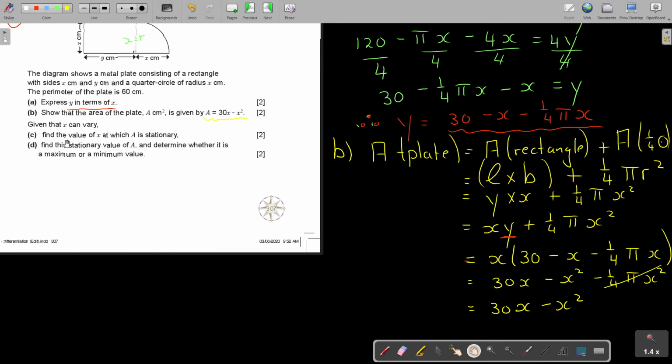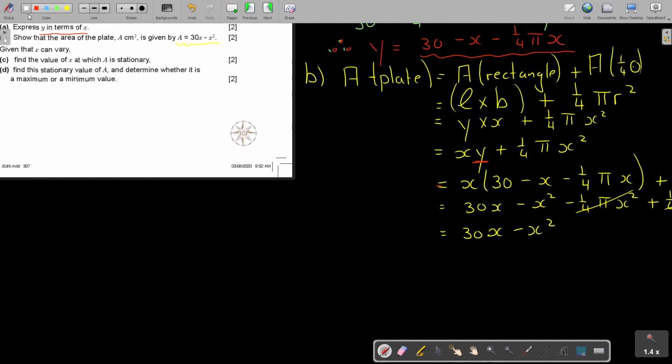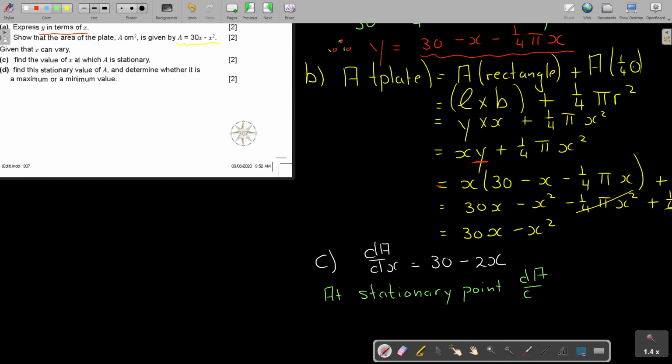Okay, but now, find the value of x at which A is stationary. So now differentiation. Stationary points is always differentiation. So now I will go and say, let's just see. So dA over dx, and that's going to be 30 minus 2x. Okay, so at stationary point, dA over dx is equal to 0.